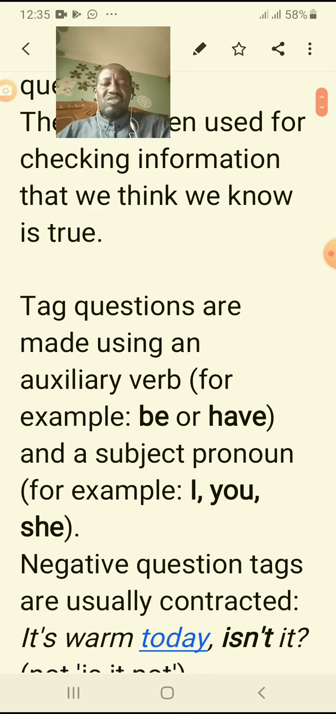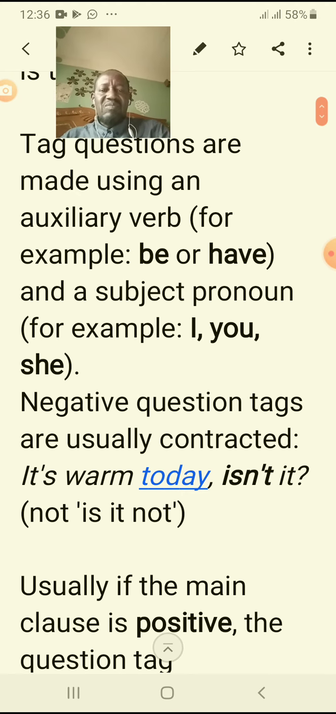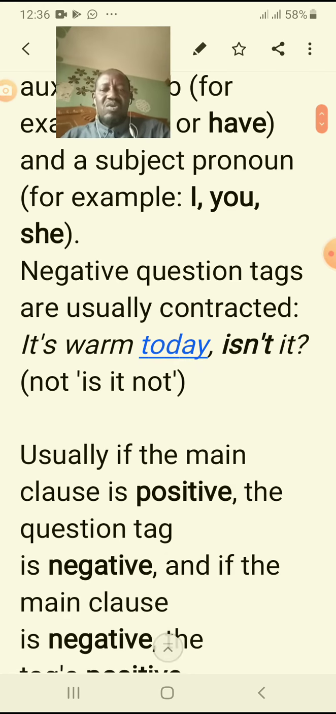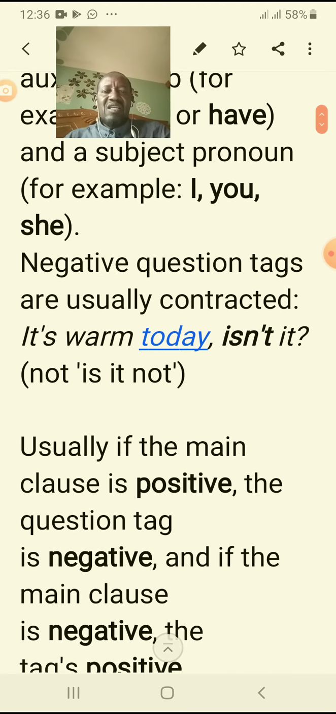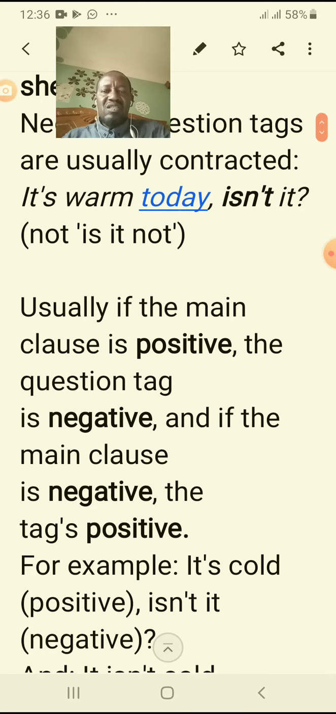Tag questions are made using auxiliary verbs, for example, be or have, and a subject pronoun, for example, I, you, or she. Negative question tags are usually contracted. Example, it's warm today, isn't it? Not, is it not?